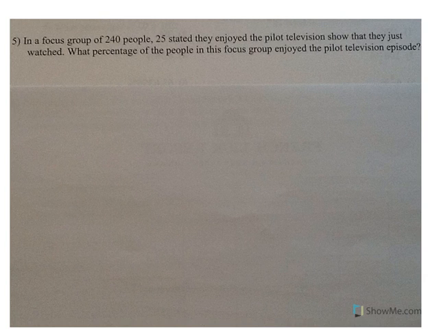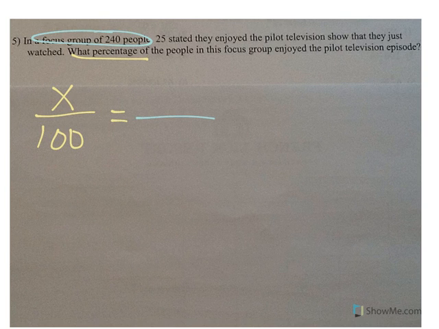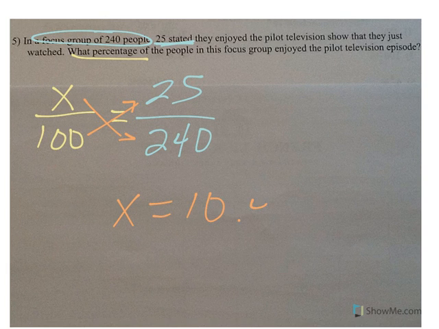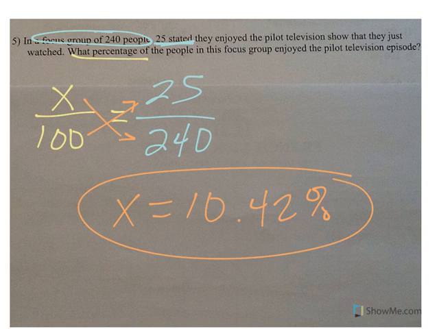So, the question asks us, what percentage? And we know that percent goes over 100. Now when I'm looking at the other side, I'm thinking part to whole. Well, the focus group was 240 people. That's everybody. Only part of them, only 25 said they enjoyed the show. So we cross multiply and divide, and we find out that 10.42% of the focus group enjoyed the show. You might have rounded to just 10. Any of those would be fine.